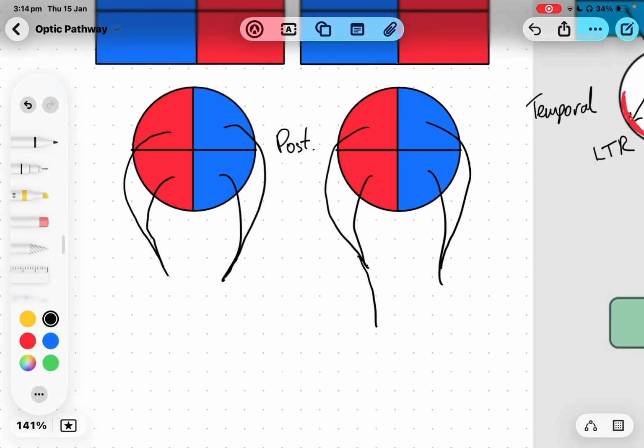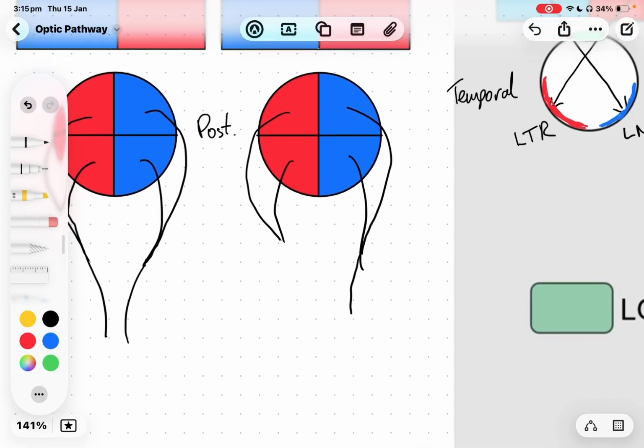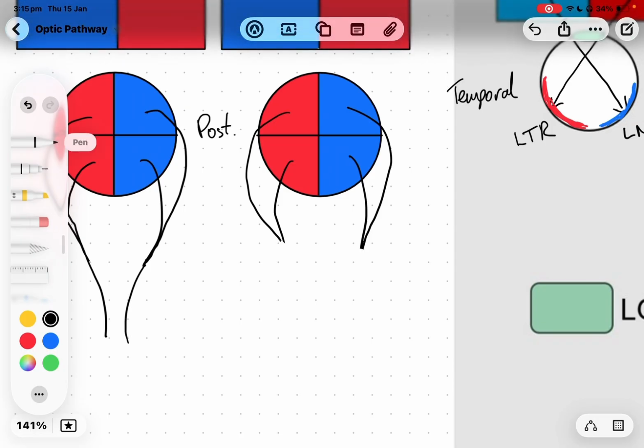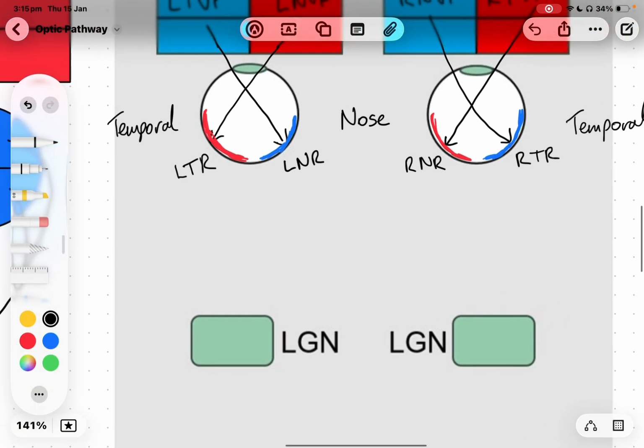Okay. And then seeing how these travel together like this will make this next bit make a bit more sense.